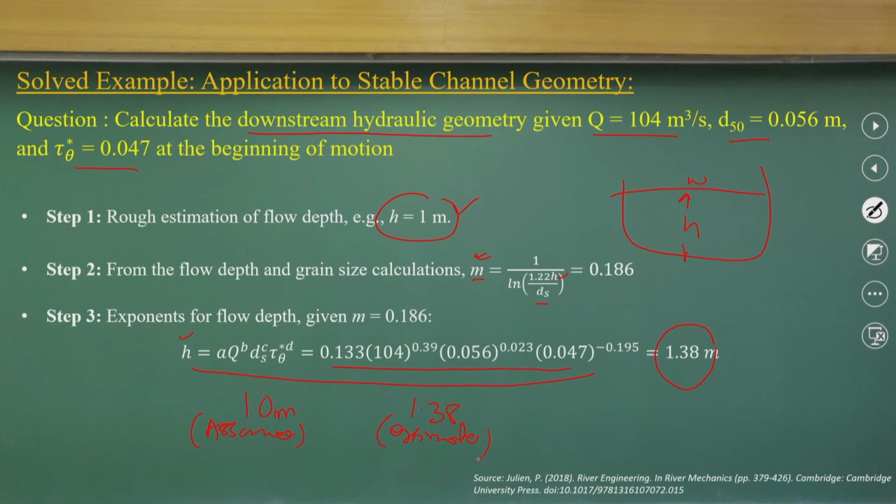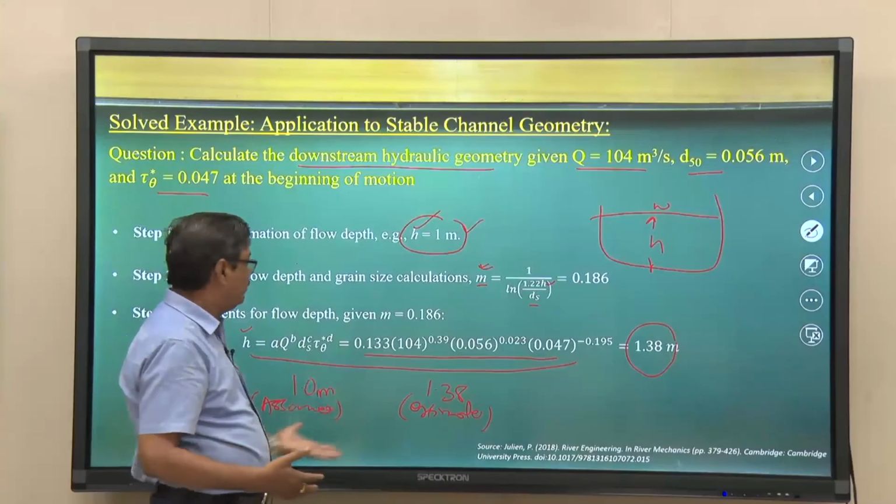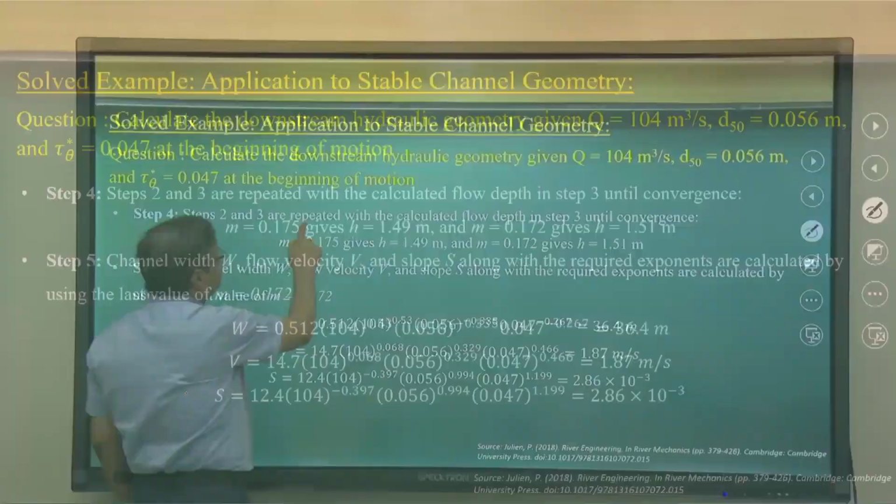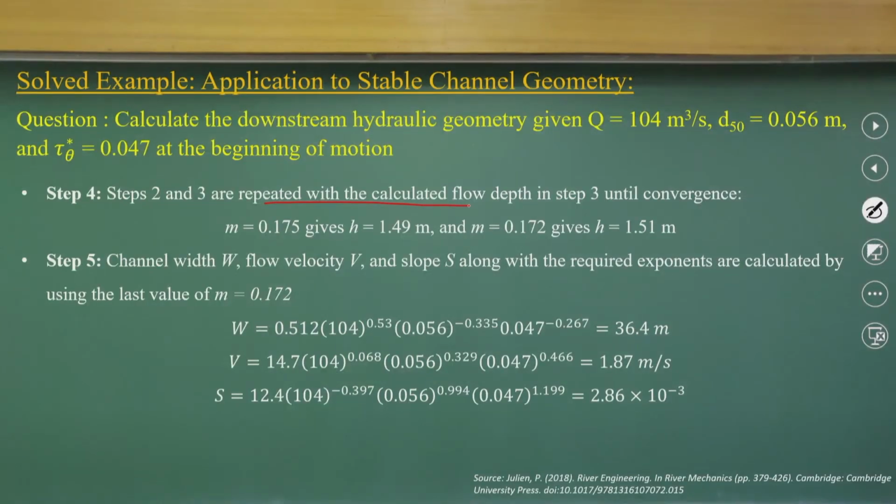So, we again use the hit and trial method: we change the h value, compute the m value, and again compute h from the regime equations, to see whether there is a difference between the two or not. If there is none, then you can accept that h value. That is what we do. If you repeat these calculations until it converges, h equal to 1.49, m equal to 0.17 gives h equal to 1.51, and the difference is not much.